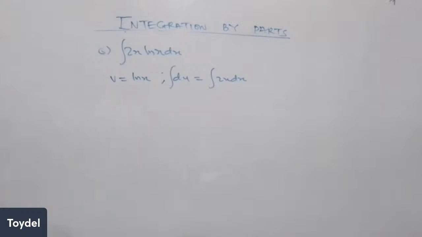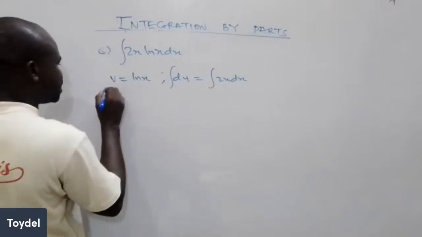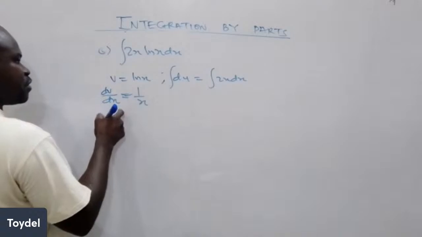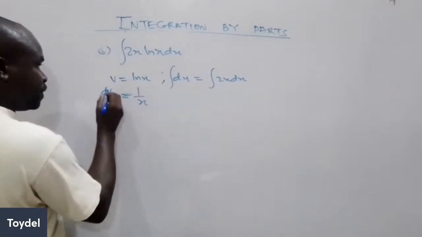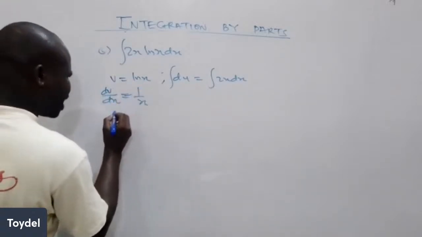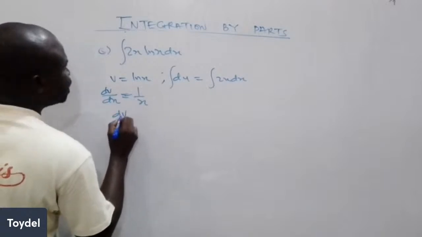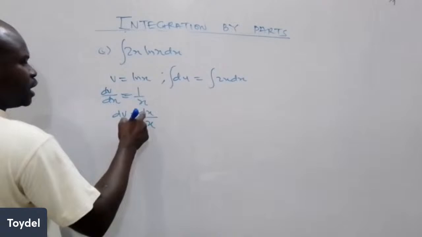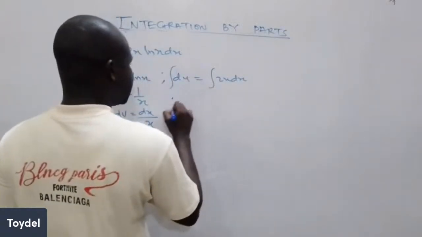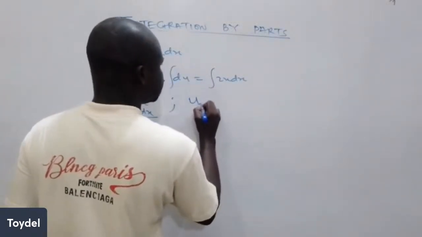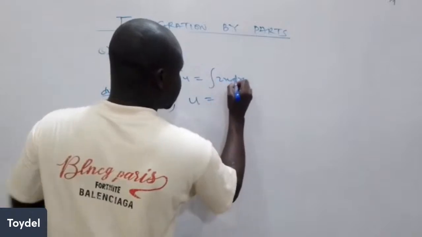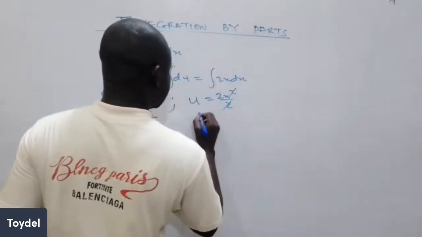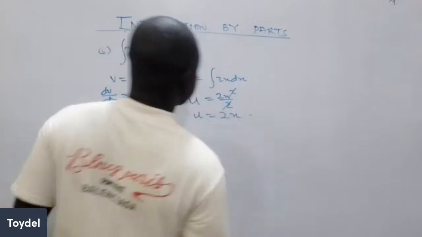So in this case now, when I differentiate the v, what is dv/dx here? dv/dx will be 1 over x. When we have ln x, when we differentiate this, what do we get? 1 over x. So that at the end of the day, dv will be equal to dx all over x, or 1 over x dx. Here, if I integrate du, I'm going to get u. If I integrate 2x here, I'm going to have 2x squared all over 2. This will cancel this. At the end of the day, u will be equal to x squared. That's what I'm going to get.